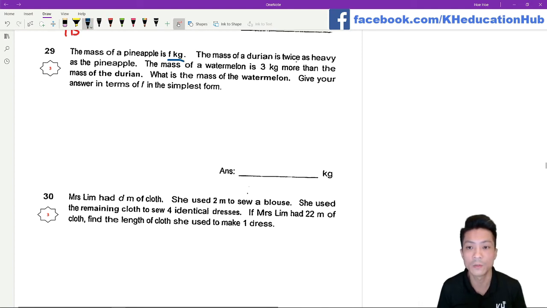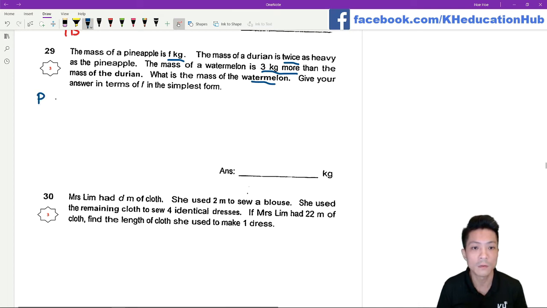Question 29. The mass of a pineapple is F kg. The mass of a durian is twice as heavy as the pineapple. The mass of a watermelon is 3 kg more than the mass of the durian. What is the mass of the watermelon? Give your answer in terms of F in the simplest form.